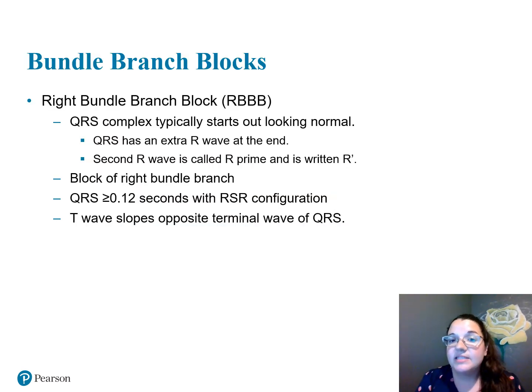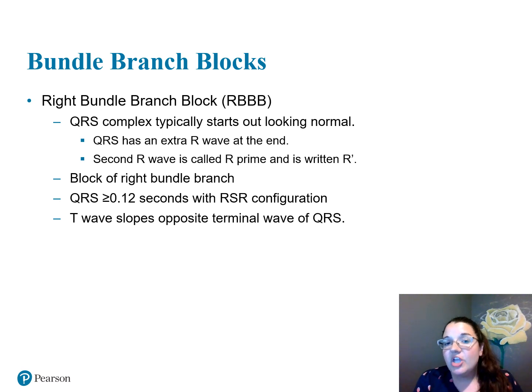Your QRS complex typically starts out looking normal. The QRS has an extra R wave at the end. The second R wave is called R prime and is written with an R dash. So remember we talked about that in EKG 1, that you can have two R's and you are to number them, however many that you have. And the first one is going to be R, and then your second R is called R prime.